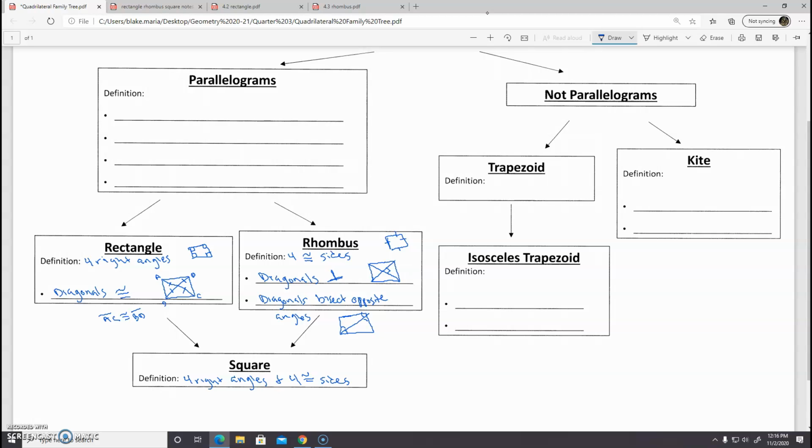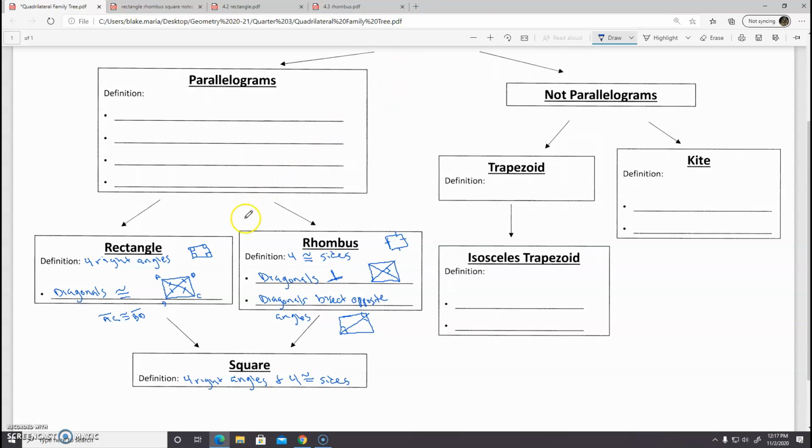So if I ever ask you those questions, is a square sometimes, always, or never a rectangle? A square is always a rectangle. It's always a parallelogram, but it doesn't work the other way. Is a parallelogram sometimes, always, or never a square? Well, sometimes, right? If the parallelogram had 4 right angles and 4 congruent sides, then yeah, it's a square. So understand you always work from the bottom up. So there's your family tree.